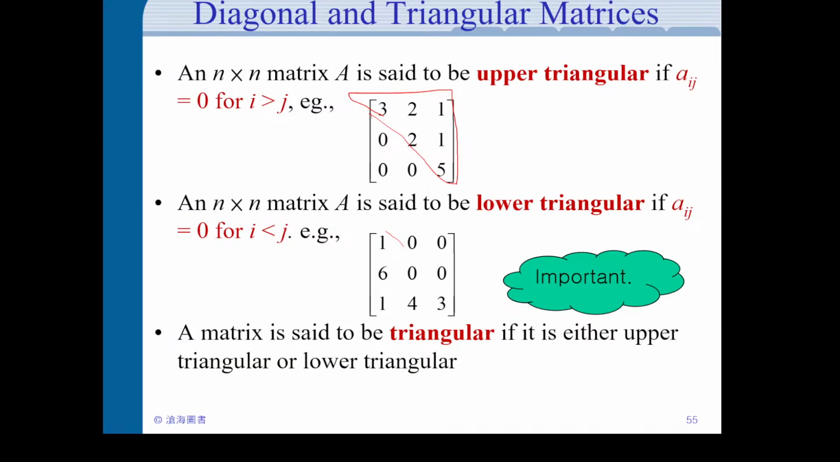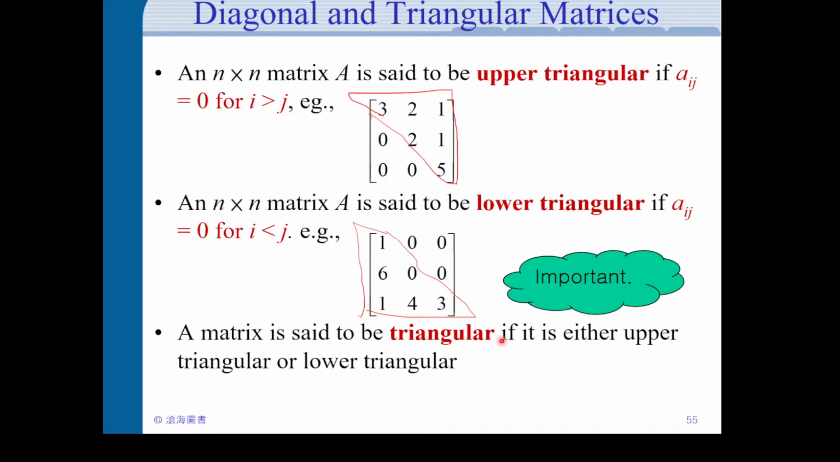It means that the nonzero part is on the lower triangle, and the upper triangle should be 0. So for i less than j, A_ij equals 0. So these 3 elements are 0. This is 1,2, this is 1,3, and this is 2,3. You see, for i smaller than j, the element A_ij equals 0. A matrix is triangular if it's either upper triangular or lower triangular, which should be intuitive.